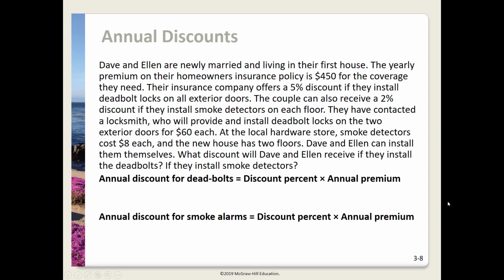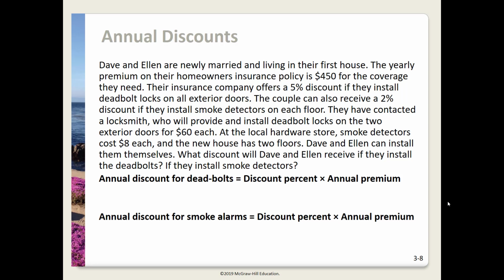Let's look at the last problem on annual discounts. Dave and Ellen are newly married and living in their first house. The yearly premium on their homeowner's insurance policy is $450 for the coverage they need. Their insurance company offers a 5% discount if they install deadbolt locks on all exterior doors. The couple can also receive a 2% discount if they install smoke detectors on each floor. They have contacted a locksmith who will provide and install deadbolt locks on the 2 exterior doors for $60 each. At the local hardware store, smoke detectors cost $8 each, and the new house has 2 floors. Dave and Ellen can install them themselves.